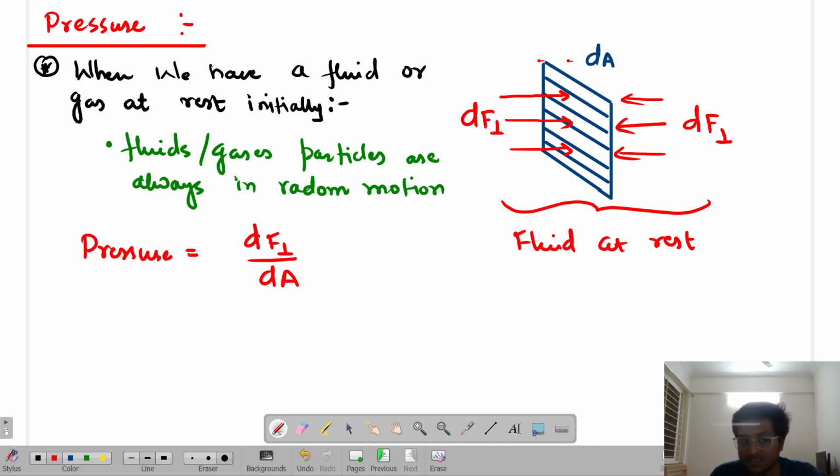But that's a mathematical description. Are you able to get me? So what is pressure? It's nothing but a new physical quantity which was brought to us to understand how the fluids, although having random motion of the particles, are at rest. Are you able to get me or not?